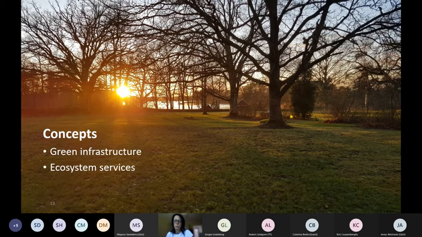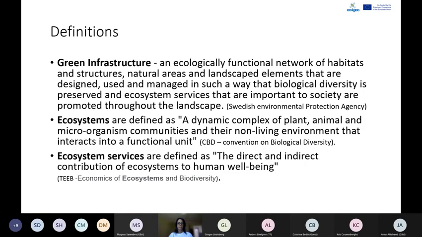picture. I want to talk about the concepts of green infrastructure and ecosystem services. And first we will define a few terms. According to the Swedish Environmental Protection Agency, the definition of green infrastructure is that it's an ecologically functional network of habitats and structures, natural areas, etc., that are important. They are managed in a way that biological diversity is promoted, and thus also ecosystem services.